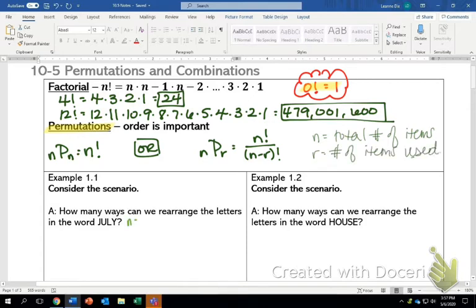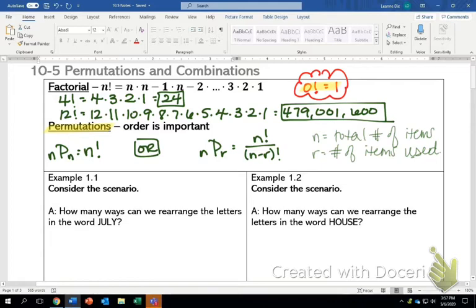So in example 1.1, I'm just going to start off with the first formula of permutations because it's basically the factorial. We have the question, how many ways can we rearrange the letters in the word July?